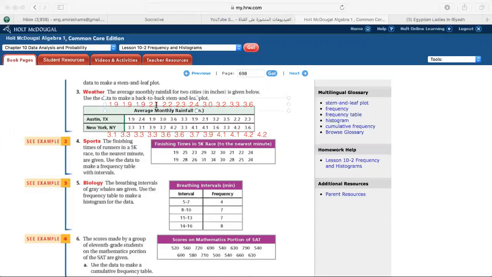1, 2, 3, 4, 5, 6, 7, 8, 9, 10, 11. No, there is a number missing. There is a missing number, it is 3.5. Now I arranged Austin here. Okay, let's do the back-to-back stem and leaf.